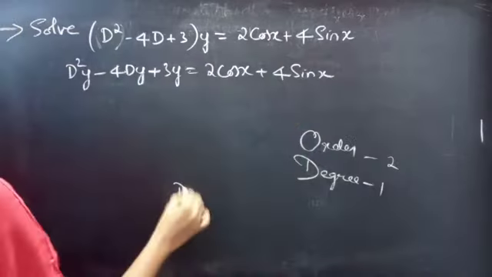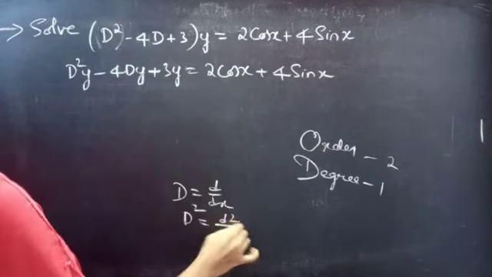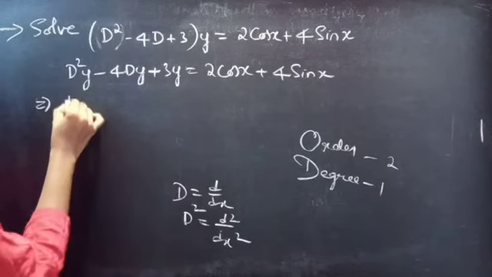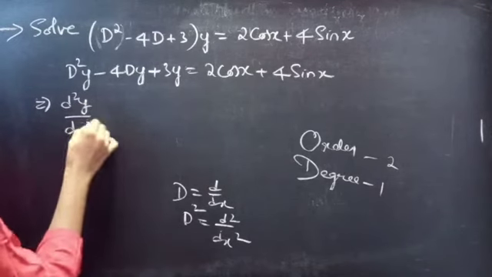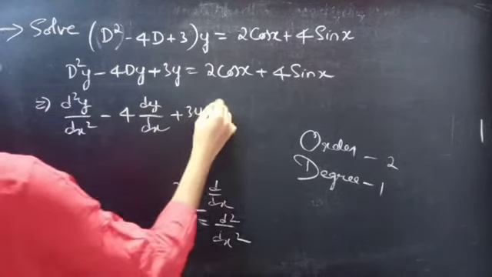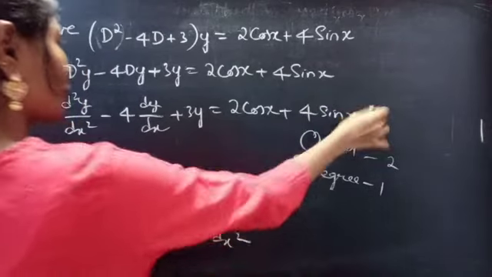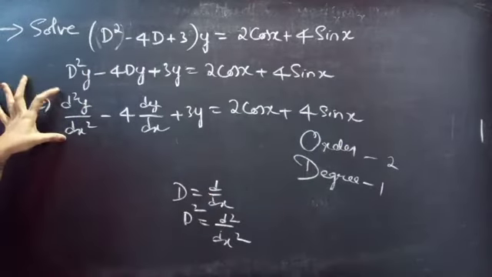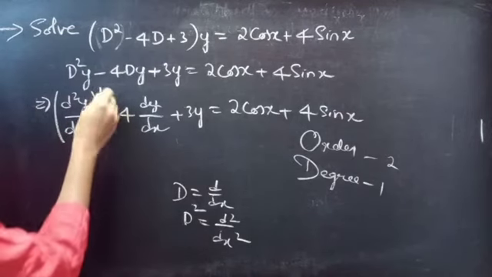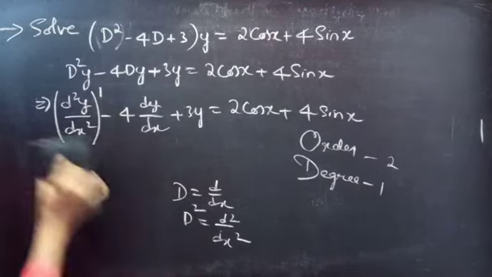We know that D is a differential operator. Then D² will be d²/dx². Now we can write the equation as d²y/dx² − 4 dy/dx + 3y = 2 cos x + 4 sin x. Here the highest derivative is d²y/dx², so our order will be 2, and the highest power of the highest derivative is the degree. Degree is 1. Now coming to the problem.